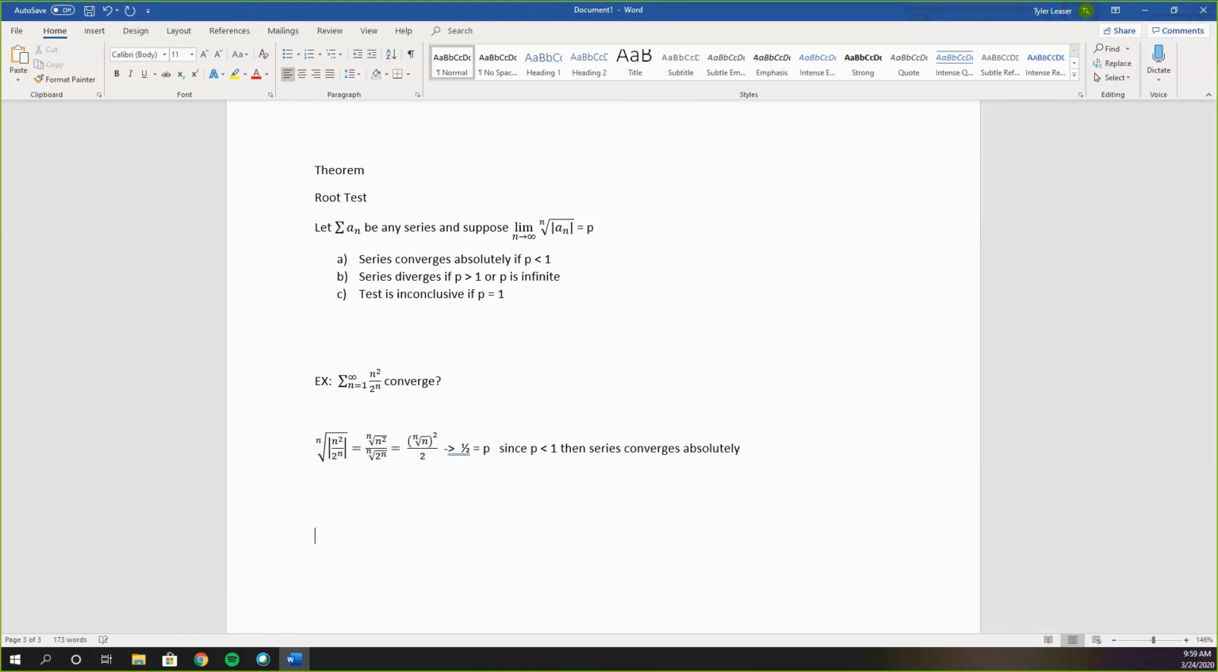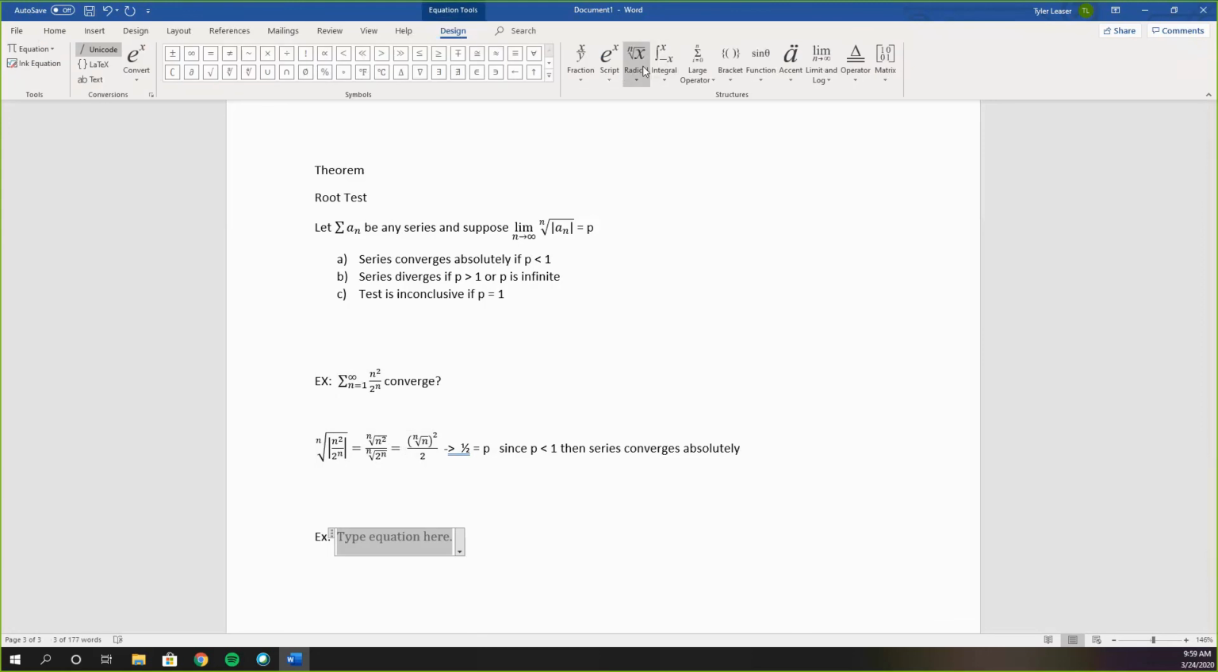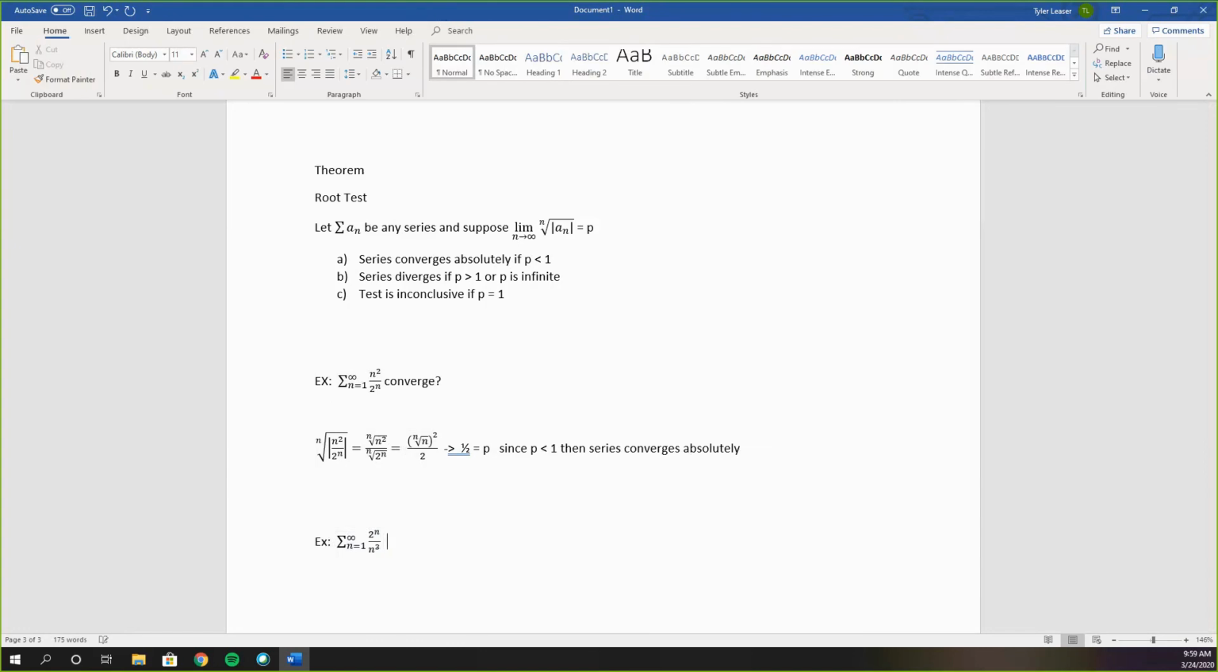And I got one more example. So it's pretty similar, but just to get a little bit more practice here, so we're taking the sum as n goes from 1 to infinity of 2 to the n divided by n cubed. And I wanted to know, does this converge?